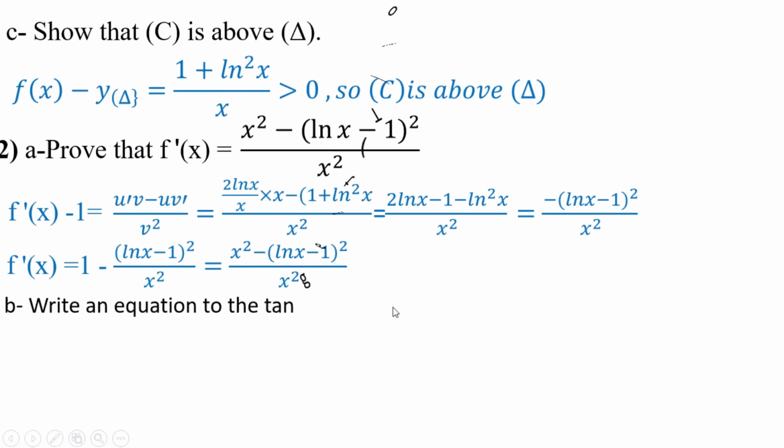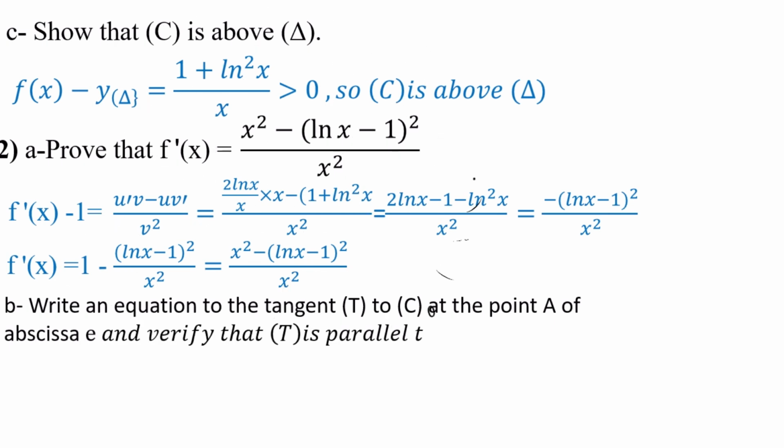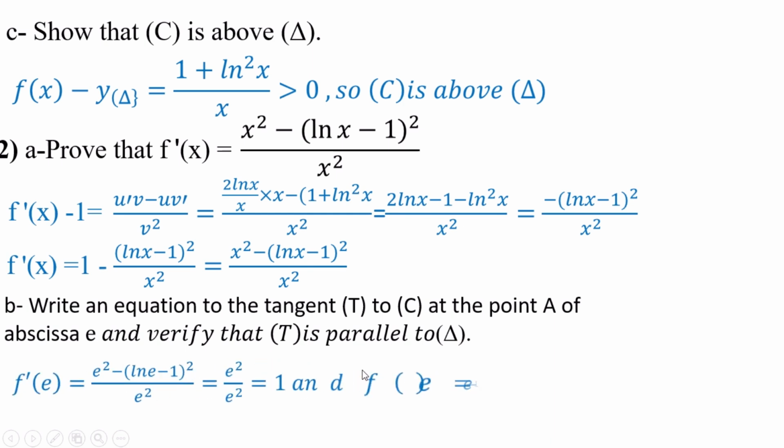Write an equation of the tangent T to C at the point A of abscissa e and verify that T is parallel to delta. How to write the equation of the tangent at A of abscissa e? The slope of T is f prime of e. f prime of e equals 1. The slope of T is 1, and the slope of delta is also 1. Then the tangent is parallel to delta.